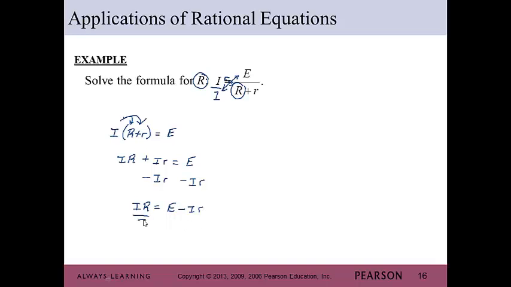And then the last thing to do is to divide by I. So now you have R equals E minus I lowercase r, all divided by I. Or you can write this as E divided by I minus r. Both are correct.